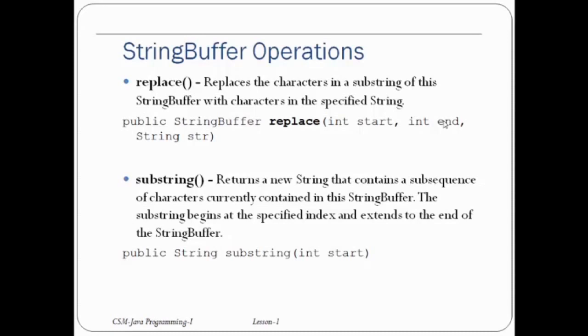Then we are having substring. So substring returns the new string that contains a subsequence of characters currently contained in this string buffer. The substring begins at the specified index and extends to the end of the string buffer. So you can see public string substring actually takes the start index and it can extend to the end of the string buffer, whatever the value it is having. So this is how the substring works on string buffer.